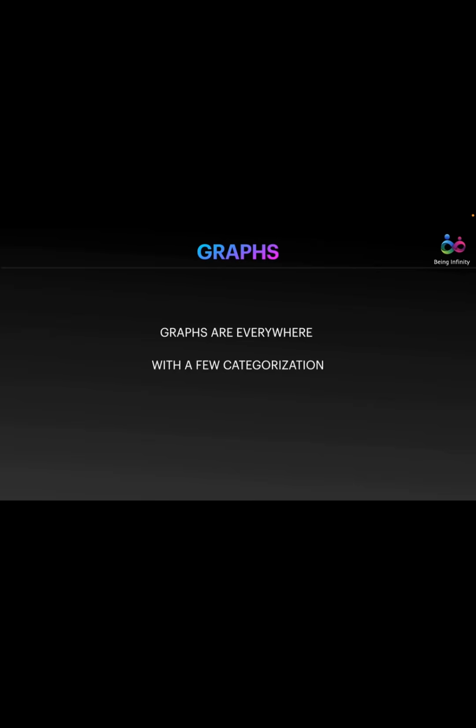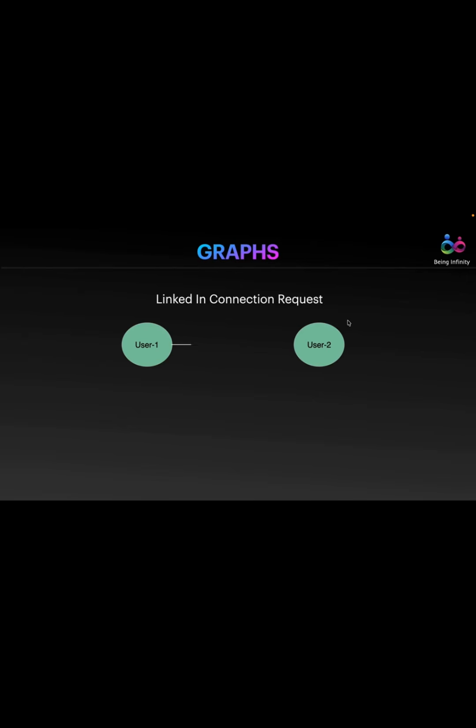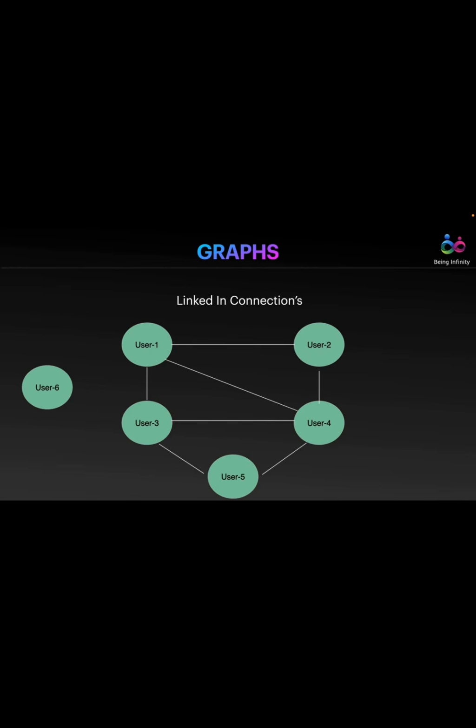Let's see with an example. First example is a LinkedIn connection request. If user 1 sends a connection request to user 2, that means they're connected, they can DM each other and do other stuff. If we add a few more connections and nodes, this is what the graph looks like. Here user 6 doesn't have any connections. This is a prime example of an undirected unweighted graph.